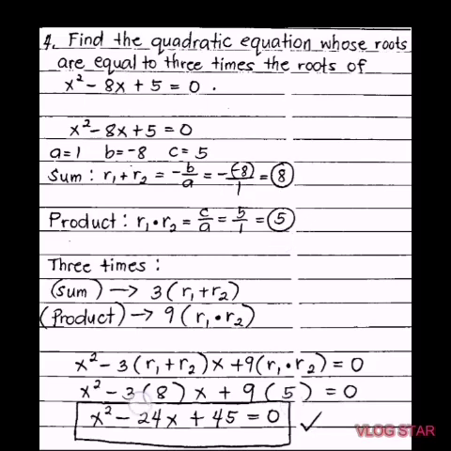Now, 3 times 8 is 24. And then 9 times 5 is 45. That's why the quadratic equation we are looking for, with 3 times the roots of this quadratic equation, is x squared minus 24x plus 45 equals 0.